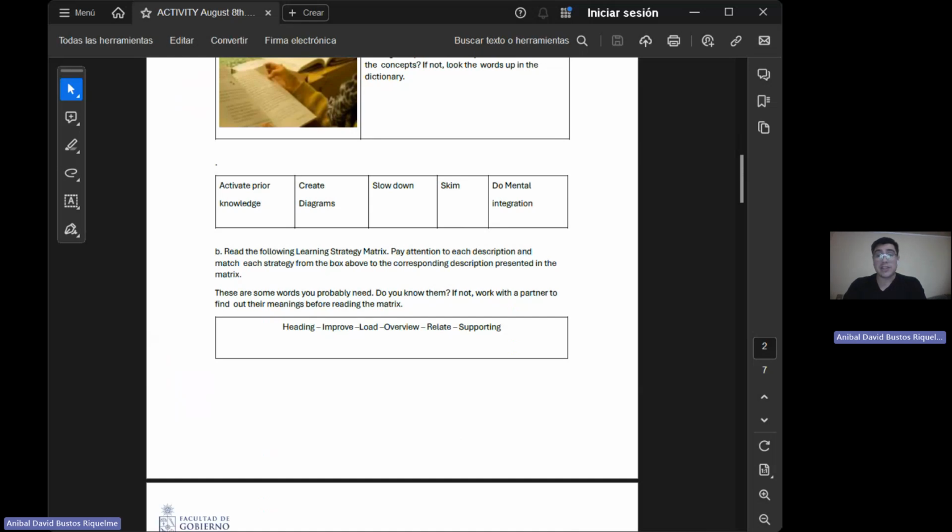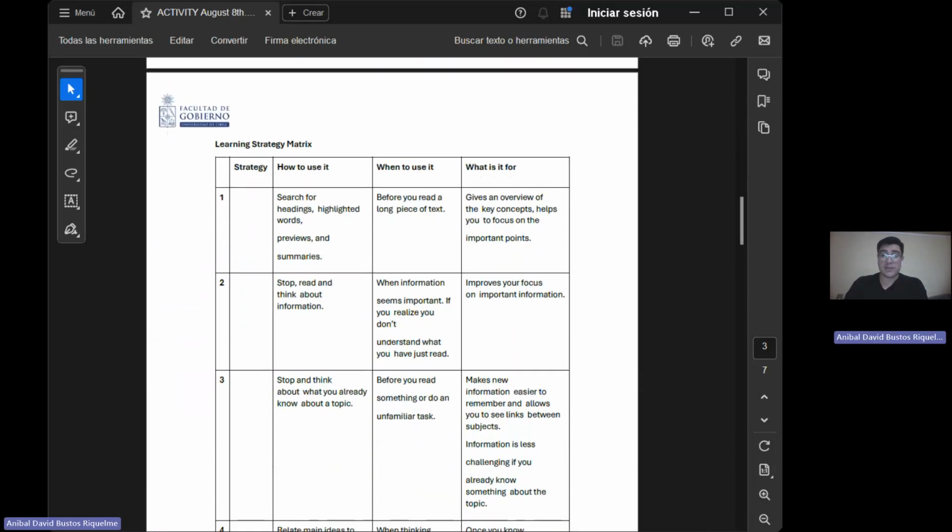Pay attention to each description and match each strategy from the box above to the corresponding description presented in the matrix. These are some words you probably need. Do you know them? If not, work with a partner to find out their meaning before reading the matrix. We have heading, improve, load, overview, relate, and supporting. Once you understand these words, go to the matrix.